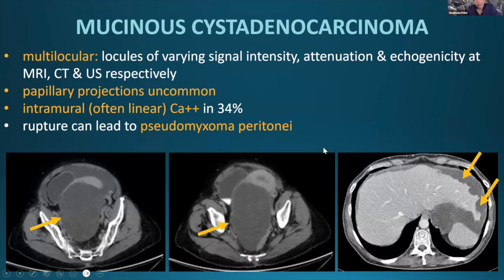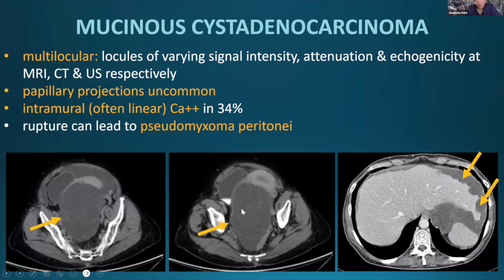The last variety is mucinous cystadenocarcinoma. Again, this is a multilocular lesion. And like I said before, these locules have varying signal intensity, attenuation, and echogenicity at MRI, CT, and ultrasound, respectively. In contrast to the serous lesions which I showed previously, papillary projections are uncommon, and calcifications occur less frequently, in about 1/3 of patients. When they do occur, they tend to be more linear and not coarse and peripheral, like the example of LGSC I showed previously.